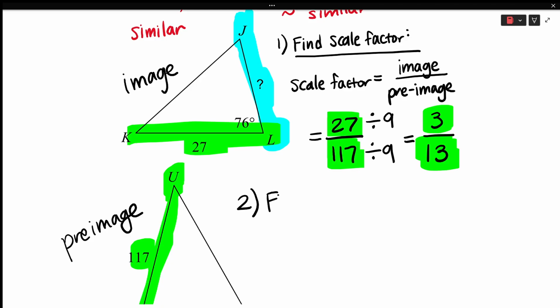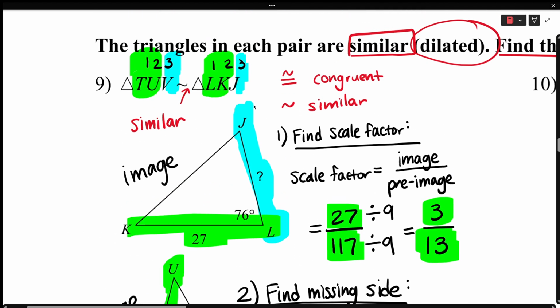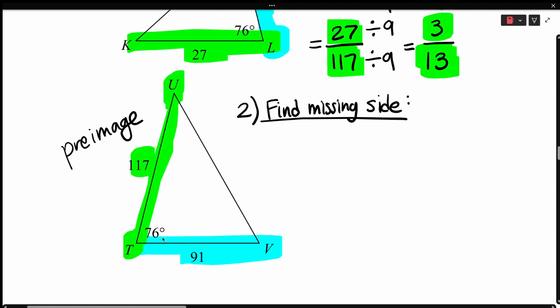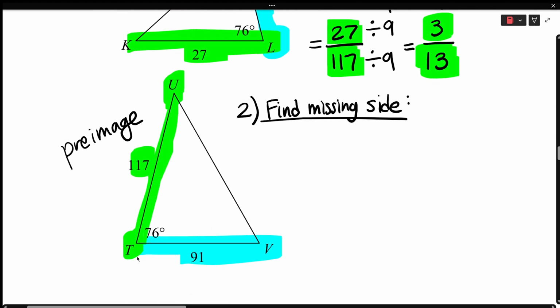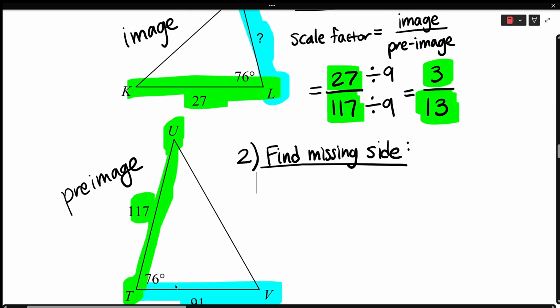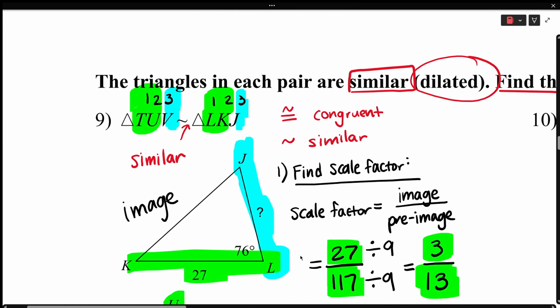Now step 2, let's find the missing side. So how are we going to find the missing side JL? We're going to use TV. We know TV corresponds to JL, right? So we're going from TV, this side, 91. This is the pre-image. And then we're going to multiply by our scale factor to get the image.